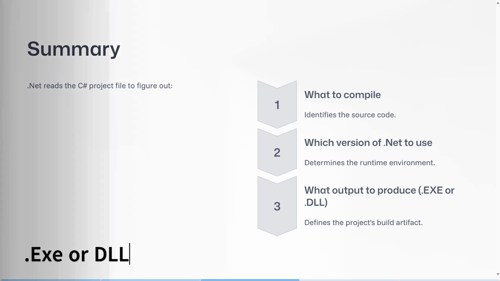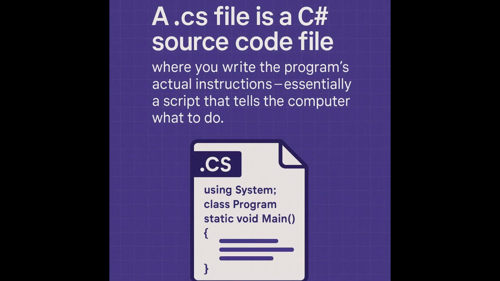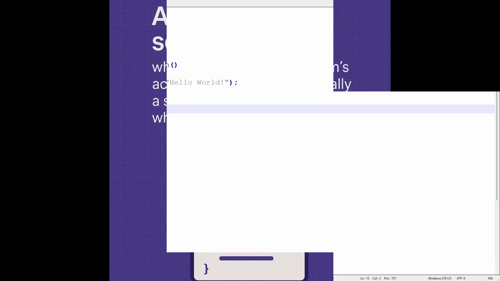Now, let's understand what a .cs file is. A .cs file is simply a C# source code file. It's where you write the actual instructions for your program when using .NET. You can think of it as your script or storyboard for what the computer should do. Let's now analyze the MyFirstProgram code file.